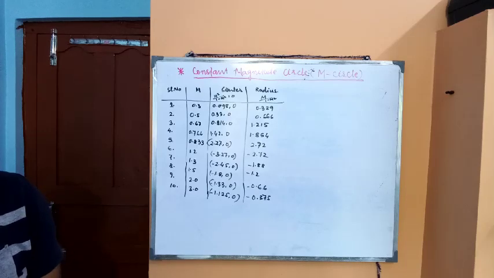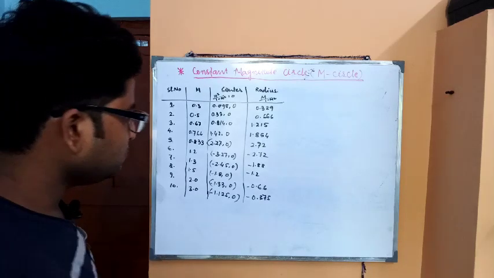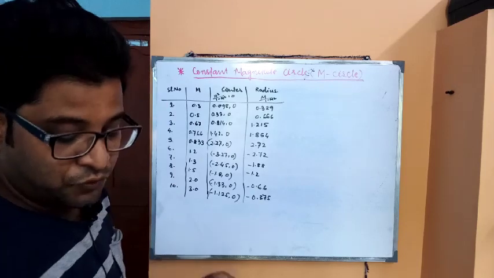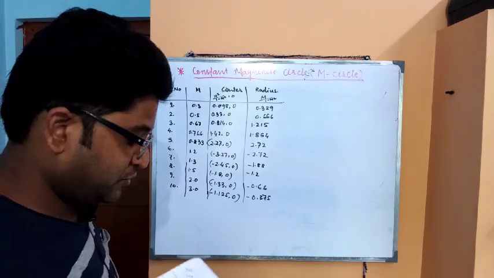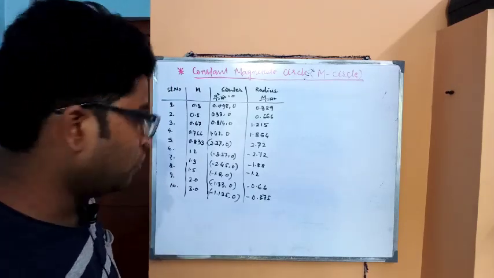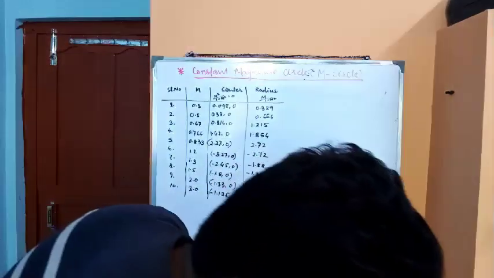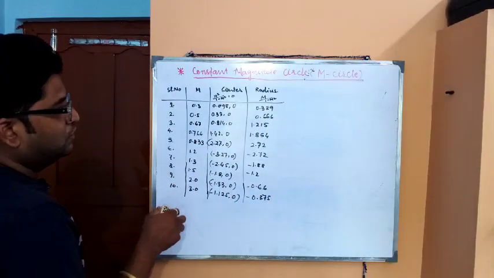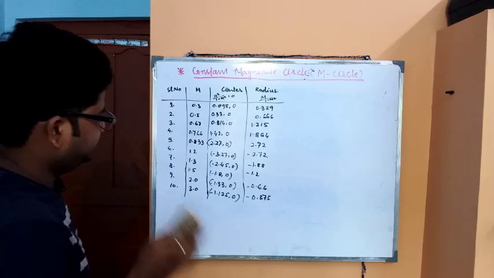So now just try to remember this data. I am rubbing this data because we need to draw the M circle. Just keep in mind.